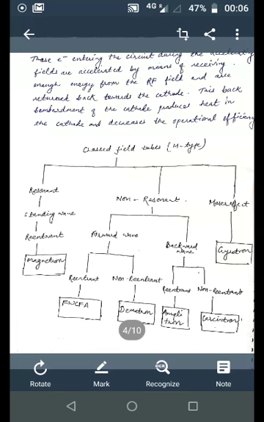In this topic, several commonly used cross-field tubes such as the magnetron, forward wave cross-field amplifiers, backward wave cross-field amplifiers, and backward wave cross-field oscillators will be studied.